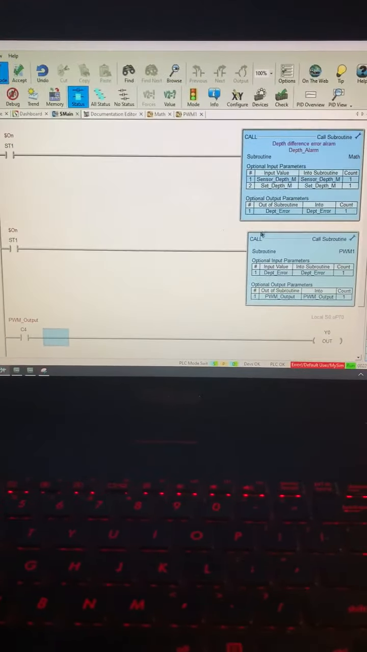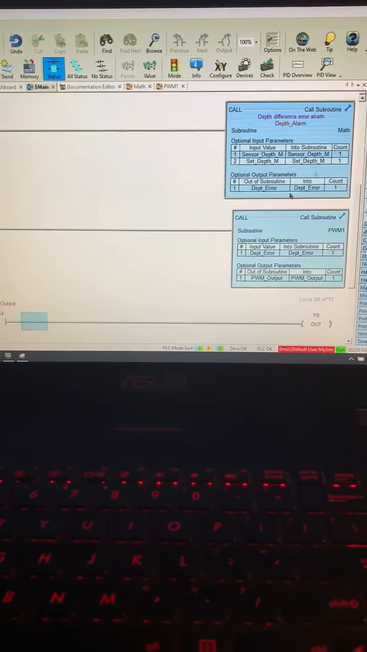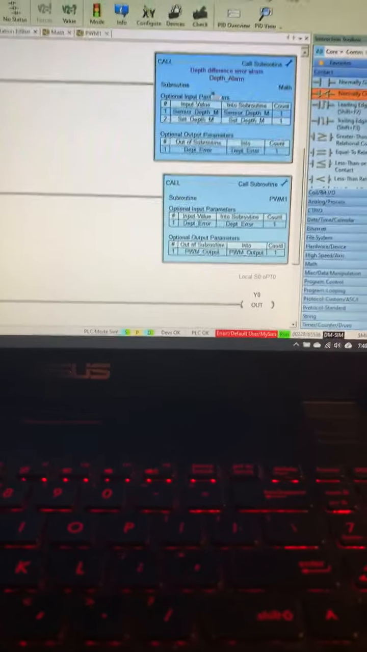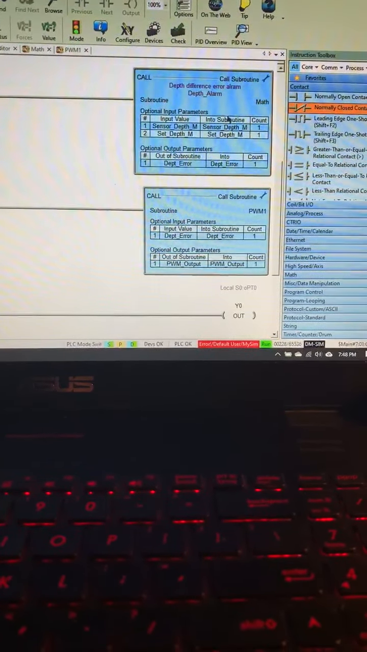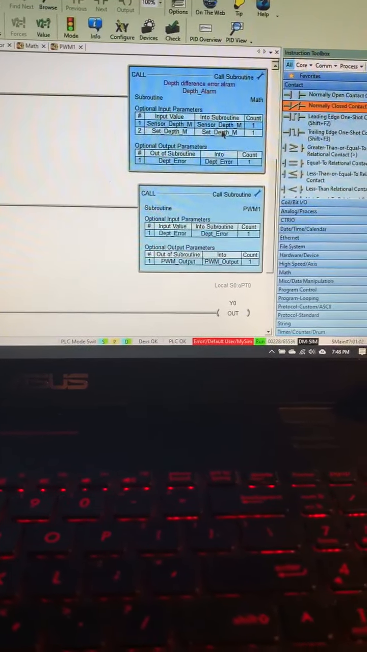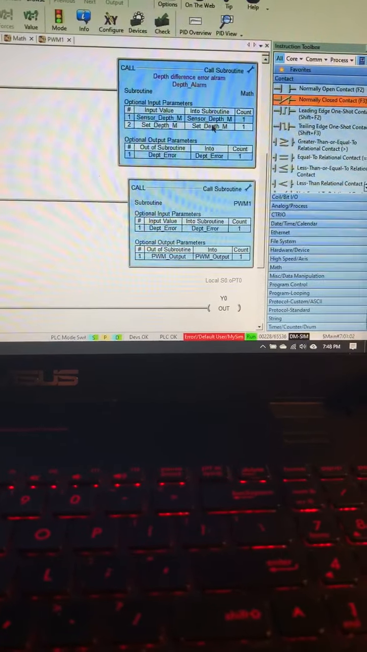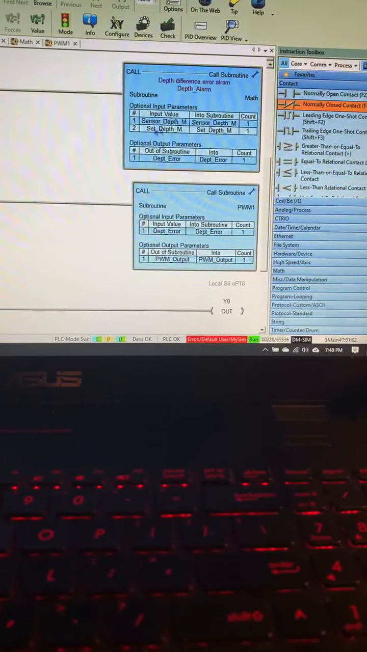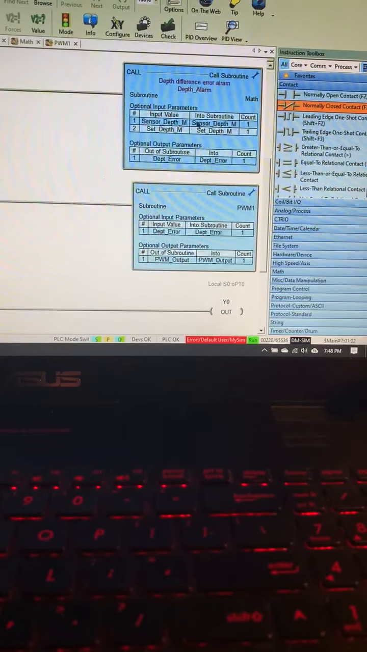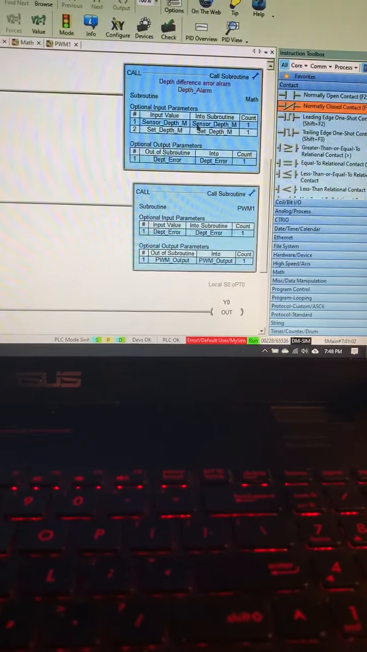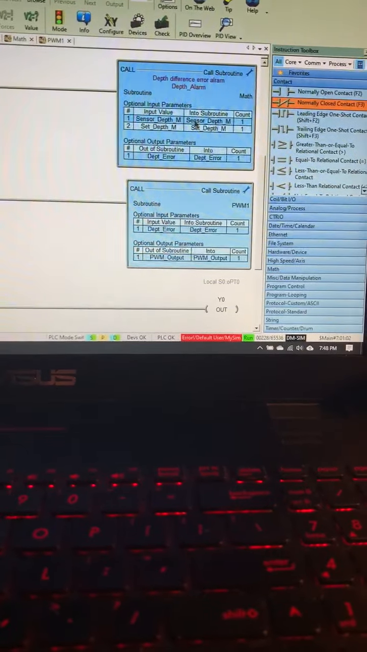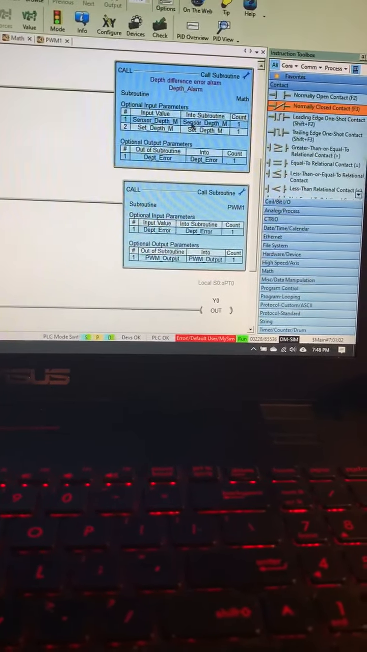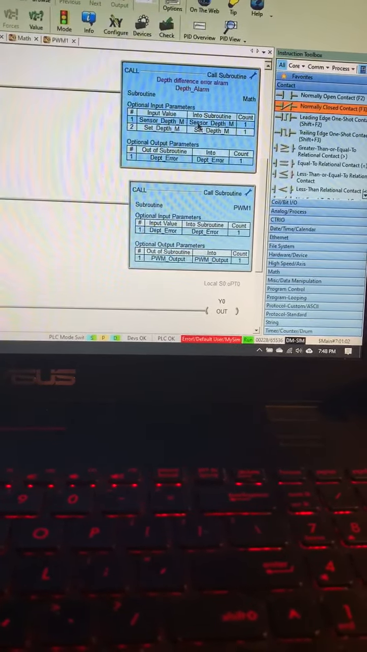Next on here we have the call to subroutine. So this here calls the subroutine for the math, and it inputs the sensor's depth in meters and what the sensor is set at. So the input from the HMI and this here, the sensor's input of the depth.